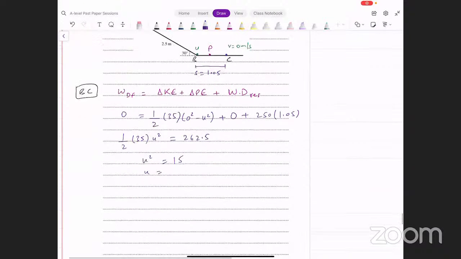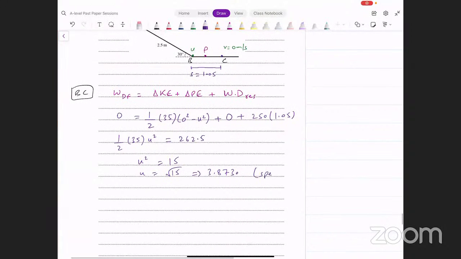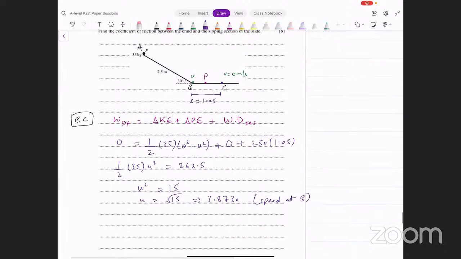You can leave it in exact form if you want, or if you want to write it in decimals, you can do that too. This is going to be 3.87, but for more accuracy, 3.8730. Okay, that's what I have. That's the speed at the point B. Okay. Now what do we do next?